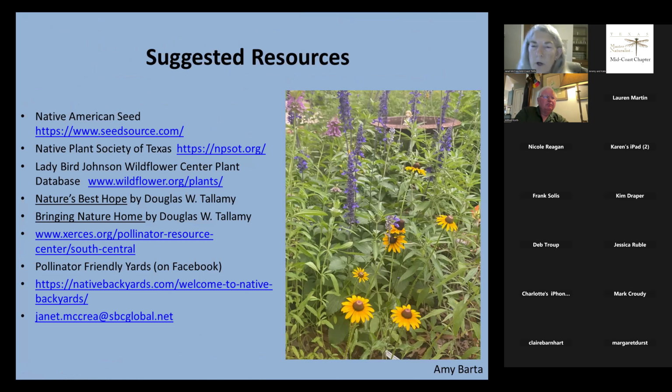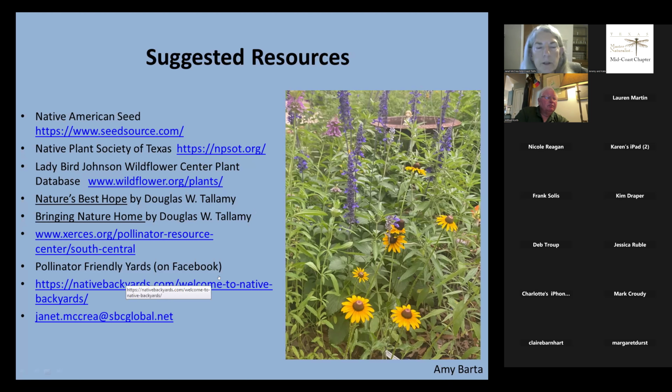It has tips on native lawn type plantings. It has tips on how to go about putting in a pollinator garden. I already told you about the NIPSOT website. The Lady Bird Johnson wildflower.org is a great one. And then the books I recommended by Douglas Tallamy, Nature's Best Hope and Bringing Nature Home. The Xerces organization has lots of good information on their website.